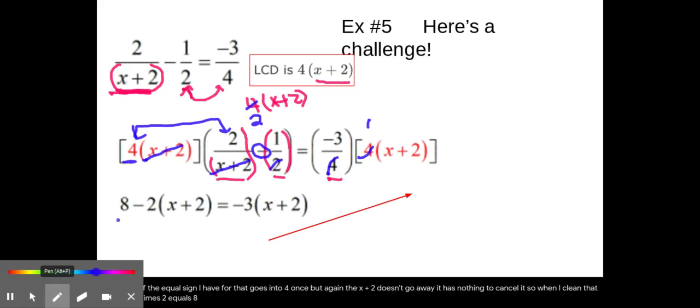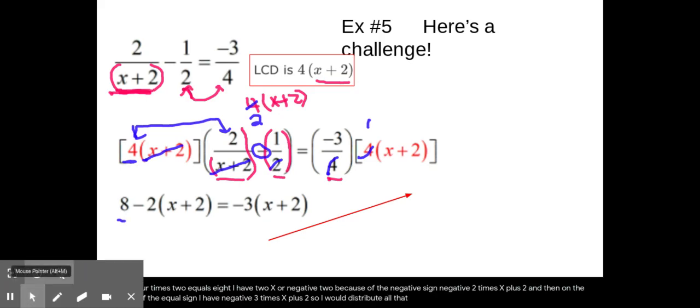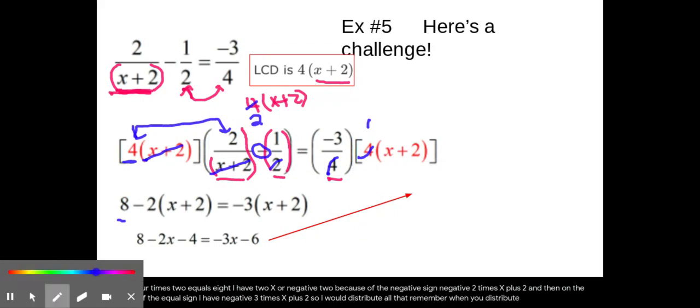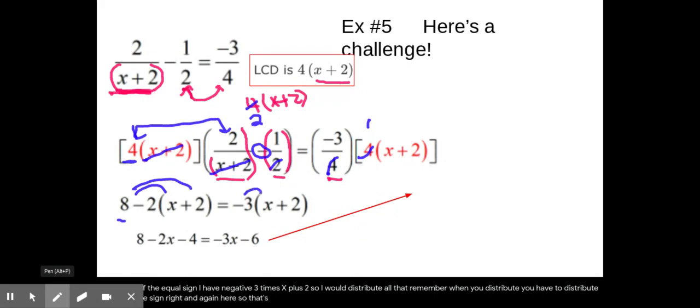So when I clean that up, I have 4 times 2 equals 8. I have 2 times, or negative 2, because of the negative sign, negative 2 times x plus 2. And then on the other side of the equal sign, I have negative 3 times x plus 2. So I would distribute all that. Remember, when you distribute, you have to distribute that negative sign, right? And again here, so that's going to kind of change all the signs when you distribute.